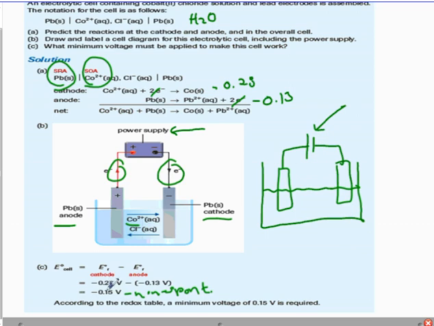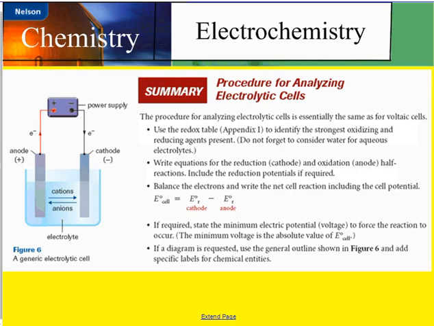So if my voltage is negative 0.15, I need to provide at least 0.15 volts of energy to force this reaction. On the following page of your workbook, there's a summary for analyzing electrolytic cells. So again, the diagram, the two main distinctions is we have our battery and we have one solution, so we don't have a physical boundary.